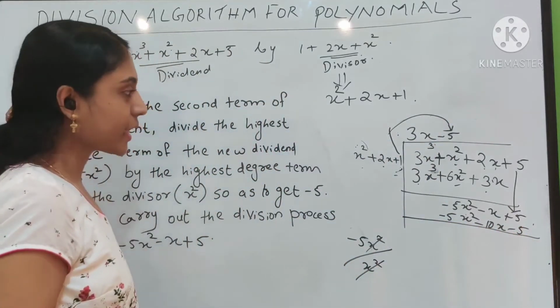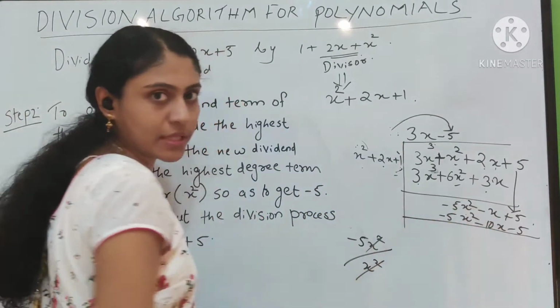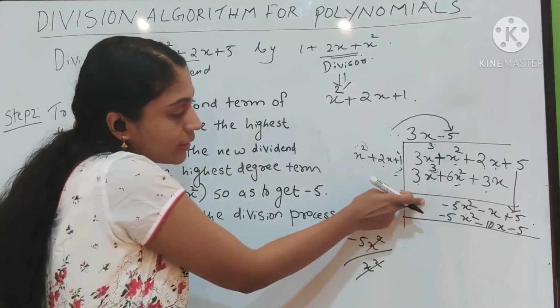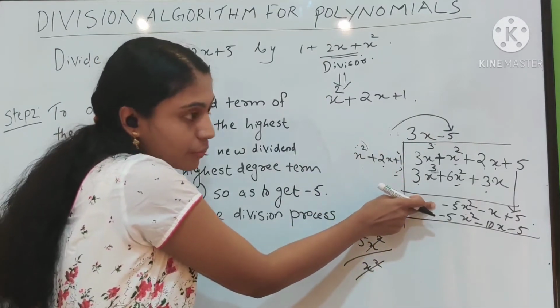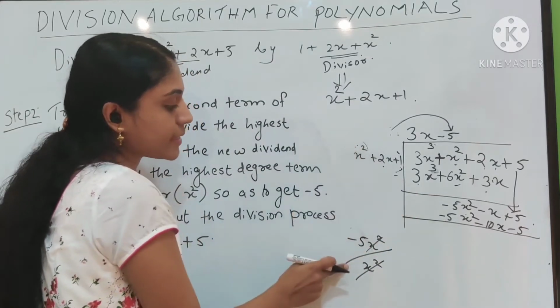Understood? Once again, our new dividend is minus 5x square minus x plus 5. In order to get the second term of the quotient, divide the first term of this dividend, minus 5x square, with the first term of the divisor, that is x square.